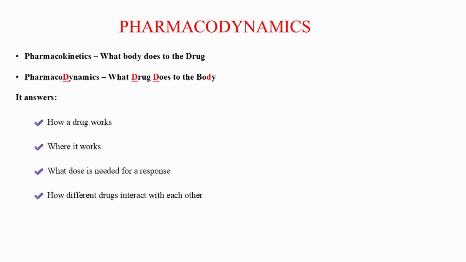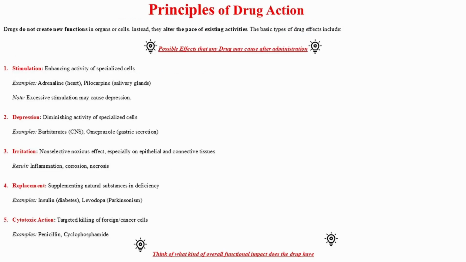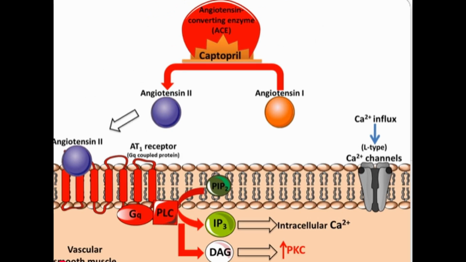Pharmacodynamics is the science of what drugs do to the body. It answers how a drug works, where it works, what is needed for a response, and how different drugs interact with each other. The key principle in pharmacodynamics is that drugs never create new functions, they only modify the existing biological processes. Now let's see the principles of drug action. Drugs don't create new functions in the body, they only change how fast or how strongly something already happens. This can lead to useful effects but sometimes also side effects.